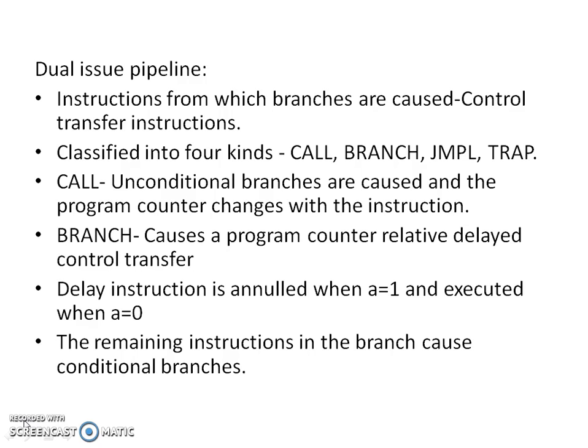In a dual-issue pipeline, instructions from which branches are caused come under the category of control transfer instructions, and these are classified into 4 kinds, which are call, branch, JMPL, and trap. On a call, unconditional branches are caused and the program counter changes with the instruction whenever it appears in the pipeline.